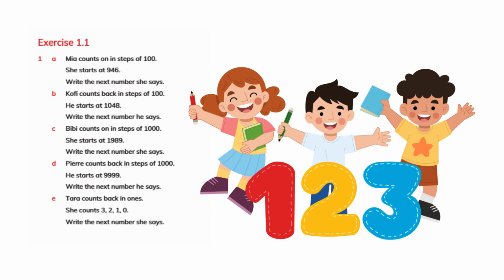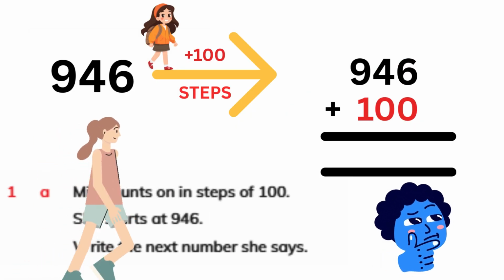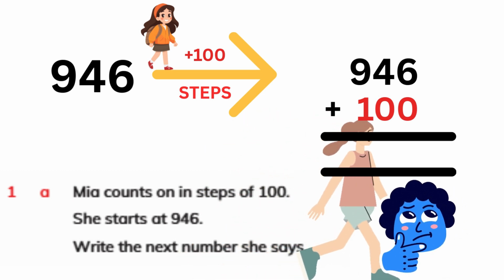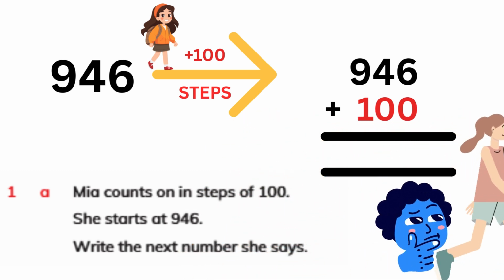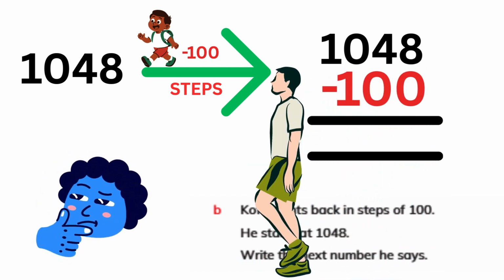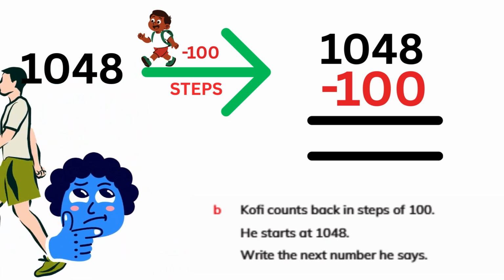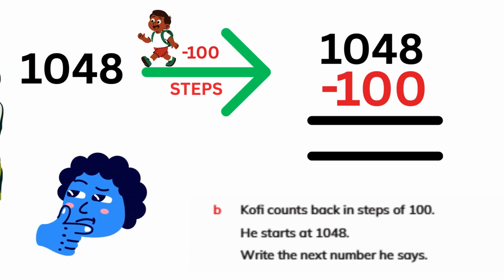Exercise 1.1. Now it's your turn. Let's try some practice together. Mia counts on in steps of 100. She starts at 946. What is the next number she says? Kofi counts back in steps of 100. He starts at 1048. What is the next number he says?